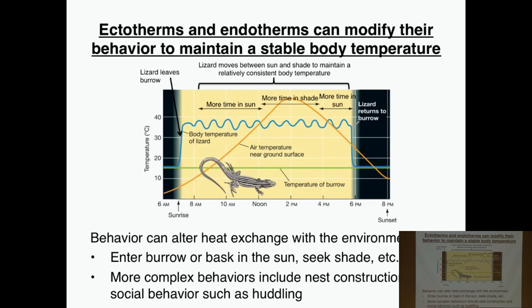Endotherms are generally going to have an actual temperature set point that they very actively maintain. So they would have something like this, but it would extend throughout the day, including into the evening, for most endotherms. Their body temperature might fluctuate a little bit, but it usually is going to fluctuate in a narrower range, and it's going to maintain that range continually, as opposed to being at burrow temperature at night and then somewhere around here during the day.